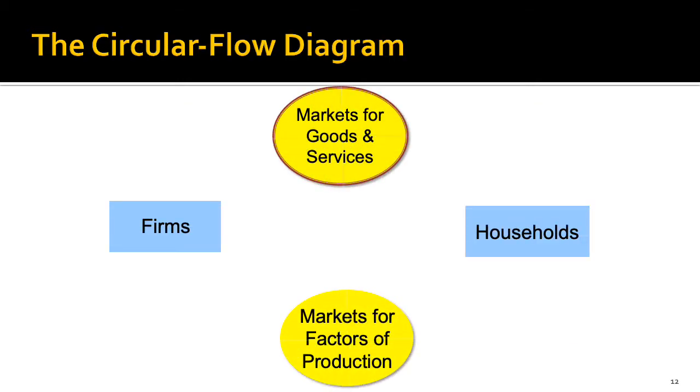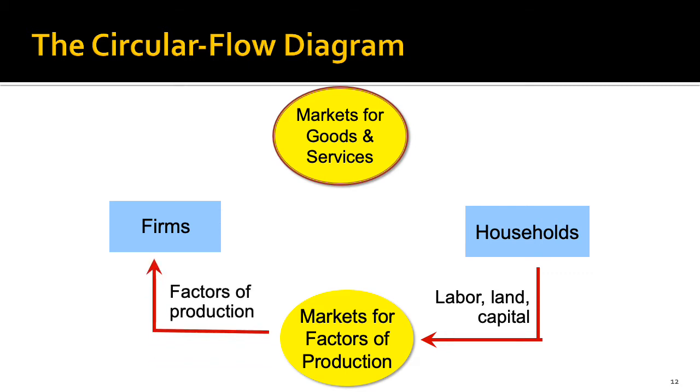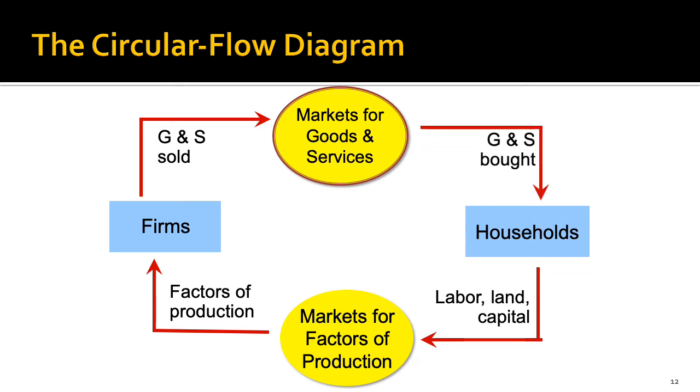Here we introduce firms, households, market for goods and services, and markets for production. And we start with the flow of real things. So first, households, as we said, own land, labor, capital, and they will sell into the market for factors of production. The firms will take the factors of production, and inside their firm they will convert it into goods and services. They will later sell those goods and services in the market for goods and services, and households will purchase them.